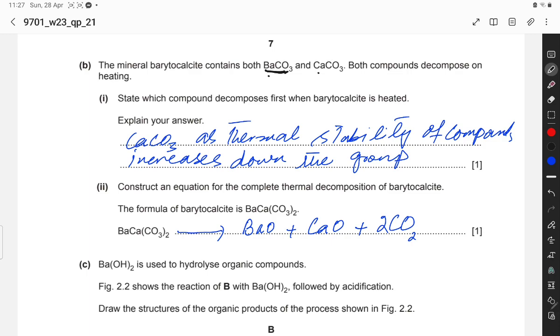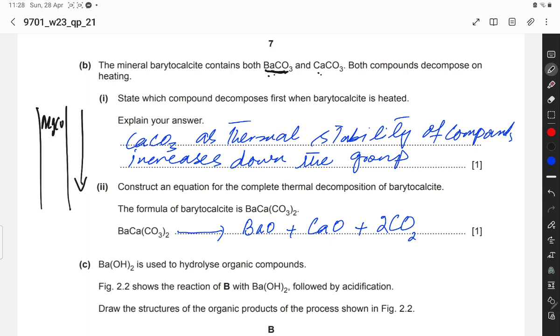Down the group, the thermal stability of compounds increases. So more heat is required to decompose barium carbonate than calcium carbonate. State which compound decomposes first. Calcium carbonate decomposes first, then barium carbonate, as calcium carbonate is less stable than barium carbonate, because stability increases down the group.